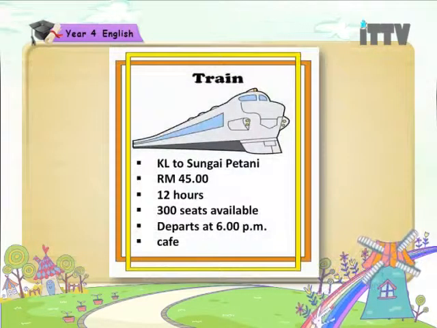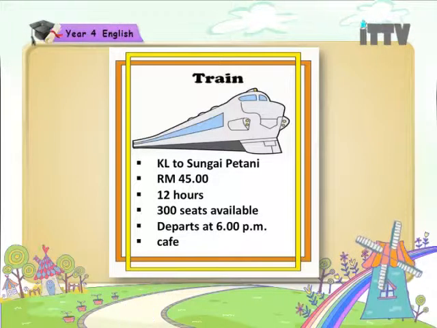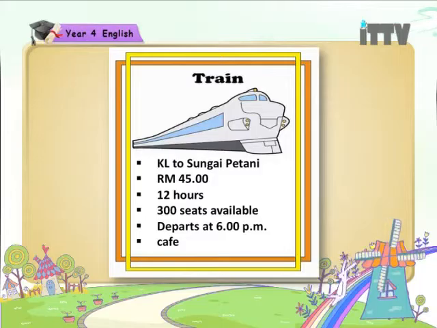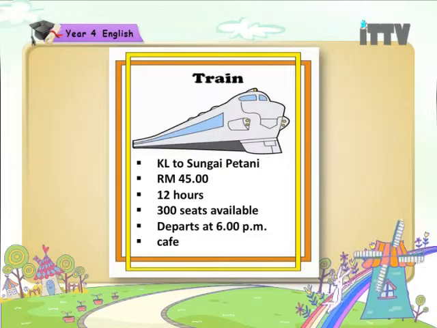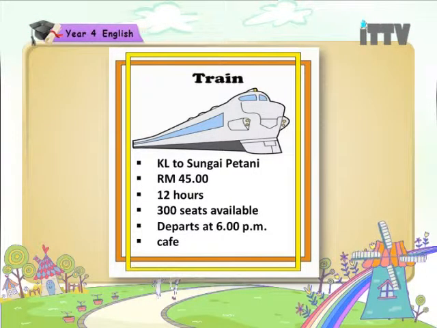It's a train. Now this train goes from KL to Sungai Petani too. It costs 45 ringgit Malaysia for a ticket. It takes 12 hours to get to Sungai Petani. It has 300 seats available. And it departs at 6 p.m. And it has a cafe in the train.